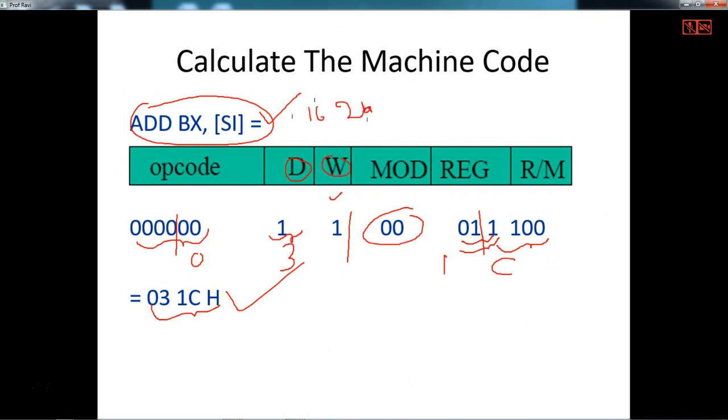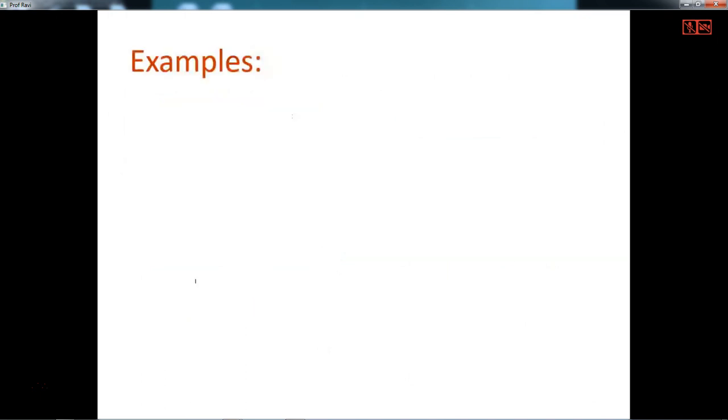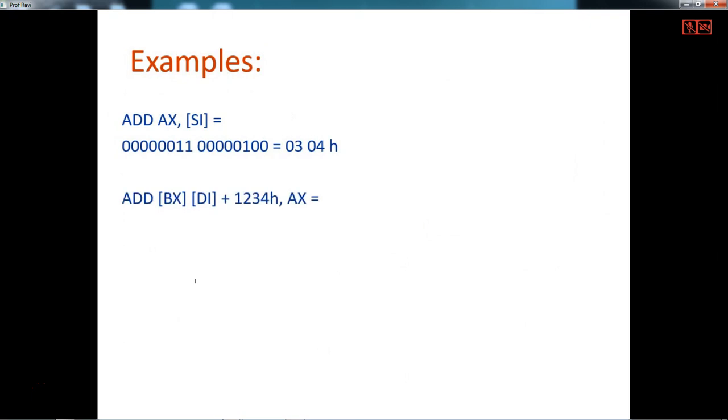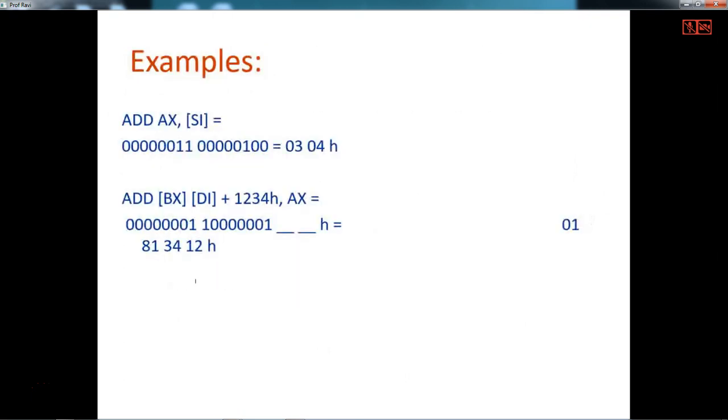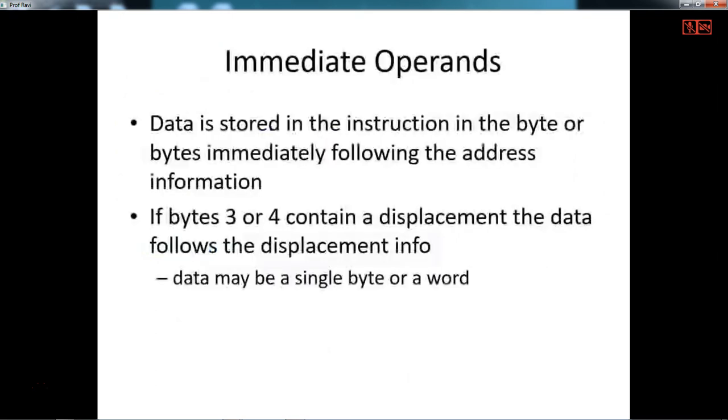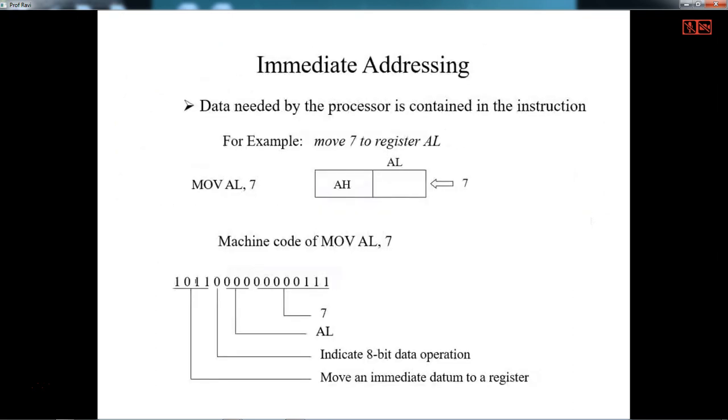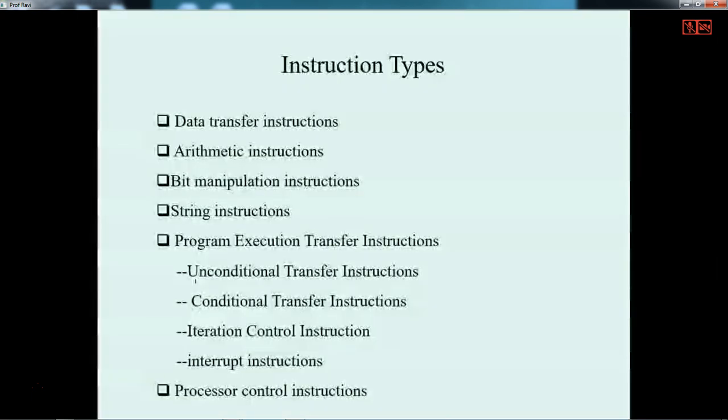Then when the assembler executes this particular code, it generates a machine level code like this, 03, which your microprocessor can understand. We are going into this deeply, don't worry, you can practice, and then MOV AX, SI, different examples you can try. Now coming to the immediate addressing mode, we have already seen.